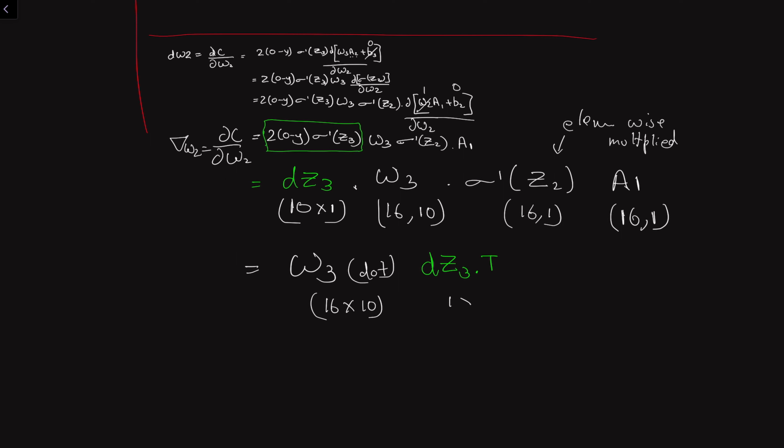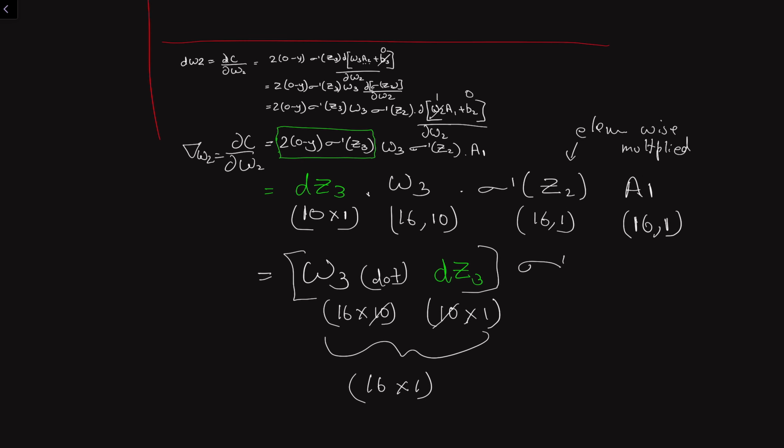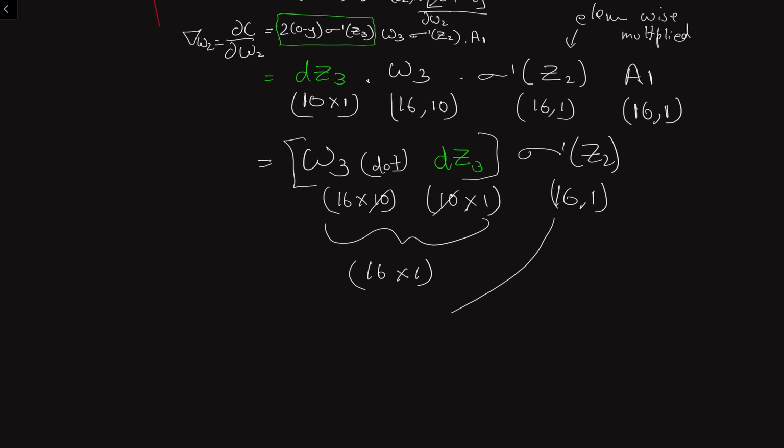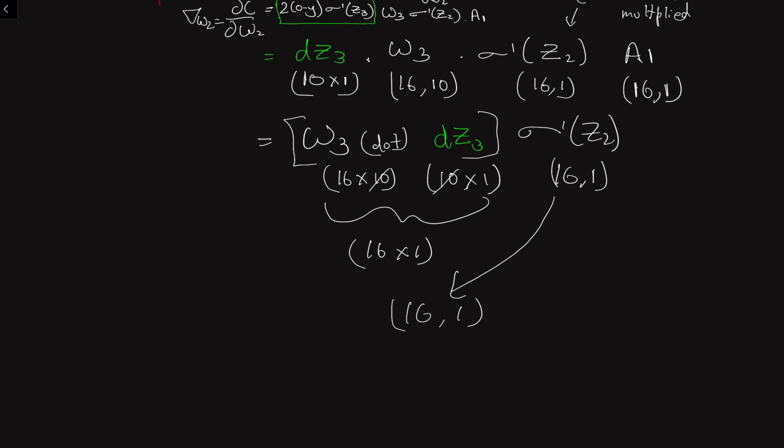Oh wait, we don't have to transpose it. Never mind. What am I doing? There is no need to transpose here. We can just write it as 10x1. So this will give us 16x1, okay? Now we need to do element-wise multiplication. We first do the dot, and then we do the element-wise multiplication with sigma dash of z2 right here, 16 comma 1. So the result will also be a 16 comma 1, okay?